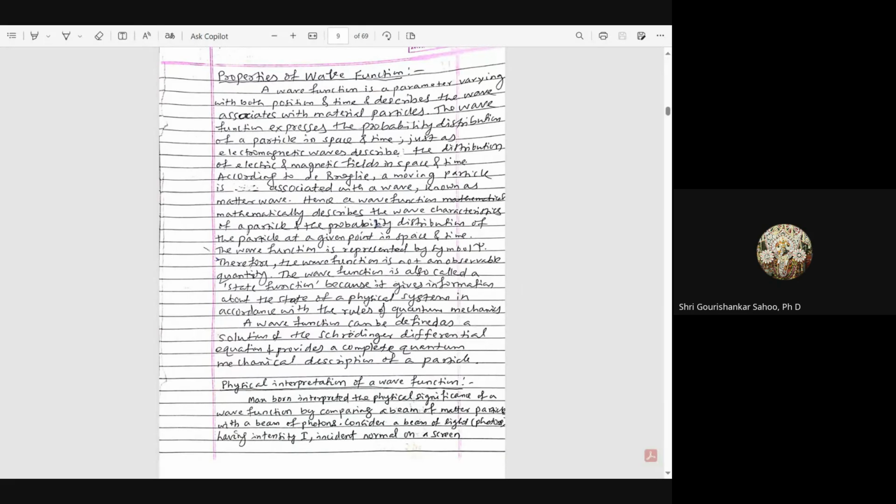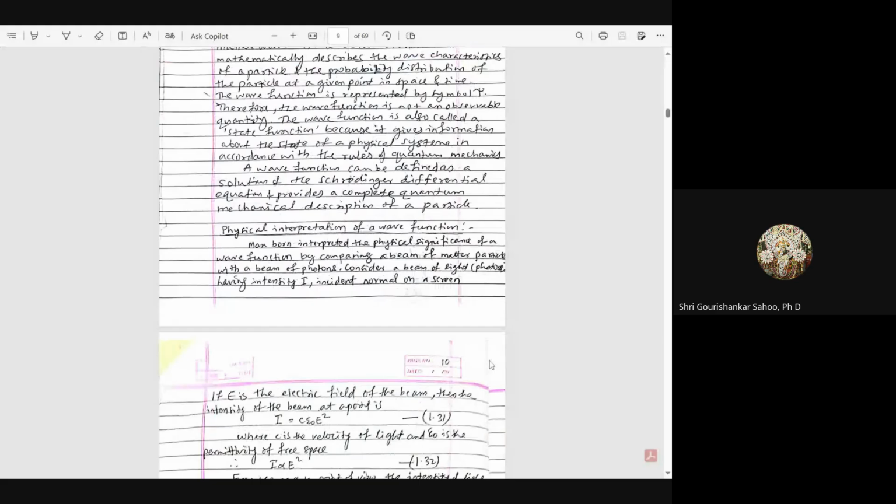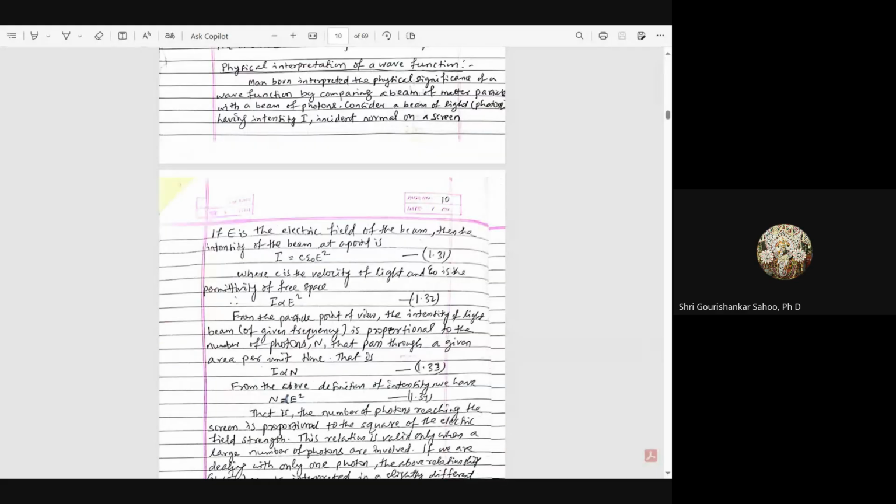Then, physical interpretation of wave function. As I have earlier told you, the wave function represents no physical quantity. So what represents a physical quantity? Probability is a real number. And Max Born interpreted the physical significance of the wave function by comparing a beam of matter particles with a beam of photons. So consider a beam of light or photons having intensity I.